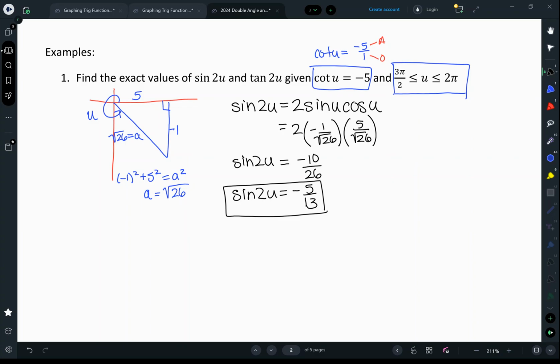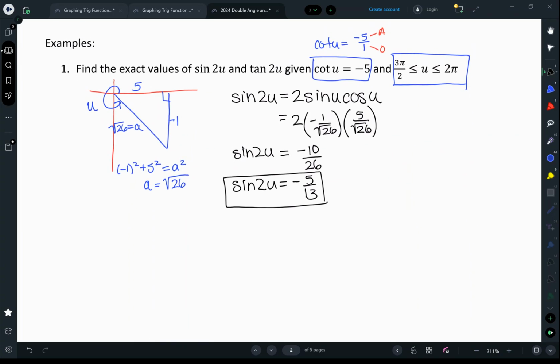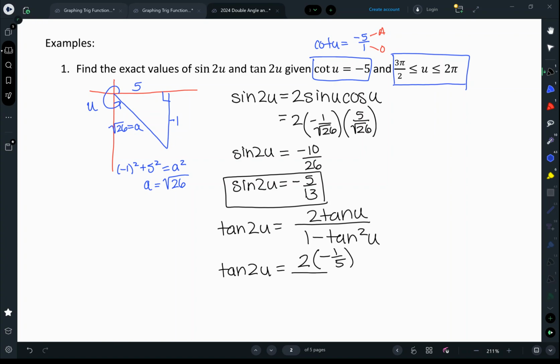Again, we will start with the formula for the tangent of 2u. Give myself a little more space here. So I can say that the tangent of 2u is equal to 2 tangent of u all over 1 minus tangent squared of u. And here, I don't need my hypotenuse, so I'm just going to get 2 times the tangent of u. Well, we know that that's also the reciprocal of cotangent, so it's going to be negative 1/5. We can also see on the diagram that the opposite divided by the adjacent is also negative 1/5. And so then I have negative 1/5 quantity squared. And then I can go ahead and simplify this.